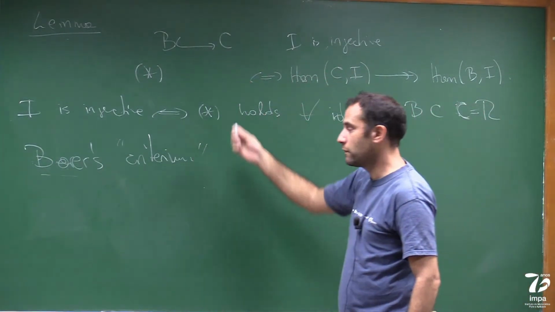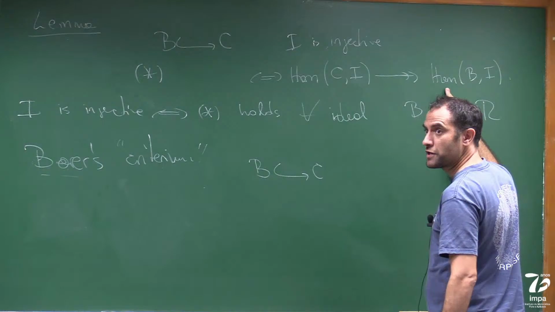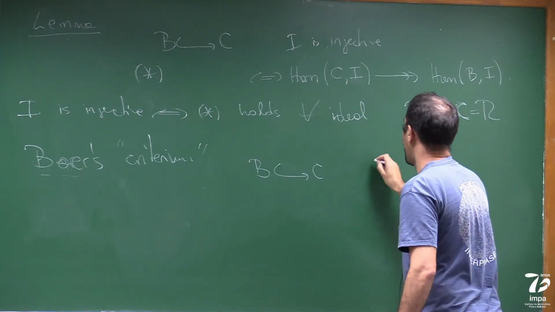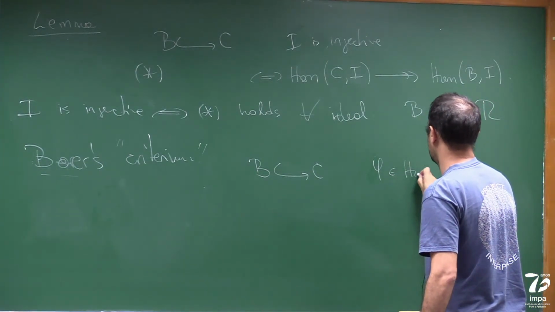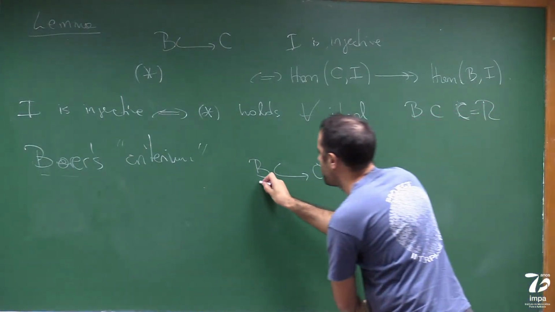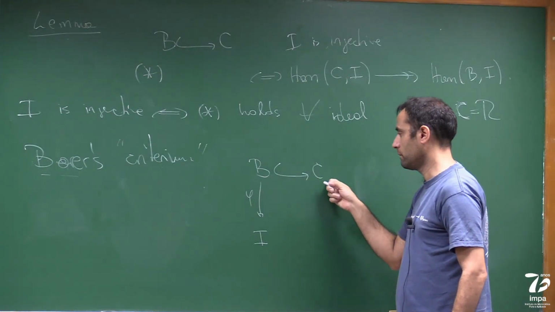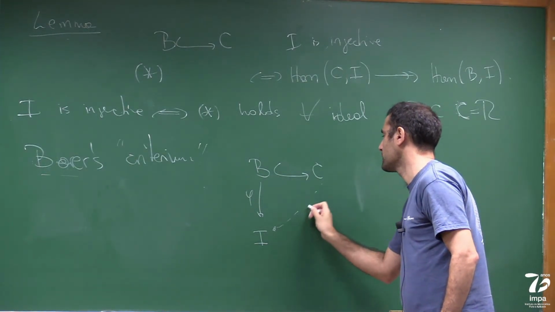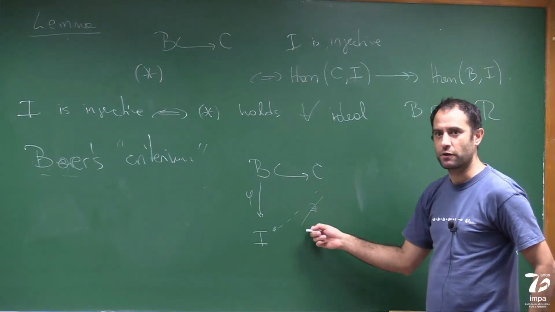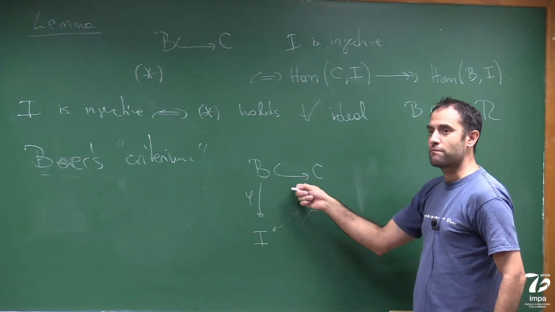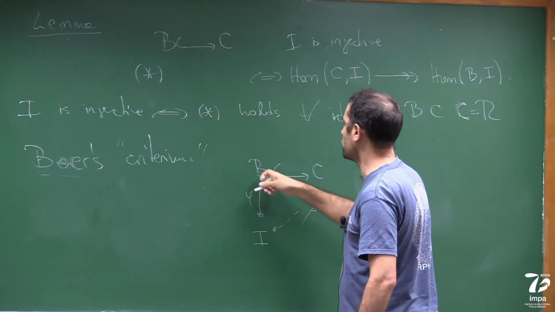So let's suppose that you have an injection of modules, B to C. And let's suppose that this map is not surjective. So you have some phi from B to I that does not extend to the whole of C. Let's suppose that this guy does not exist. We want to prove that this is absurd. But we can look at some extensions. So we know that this extends up to some submodule that is in the middle between these two.